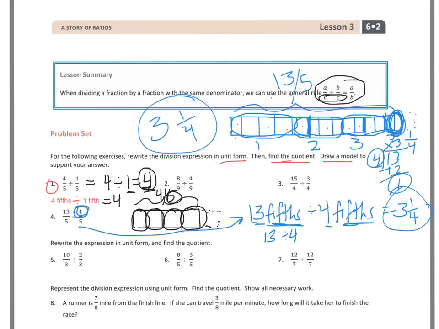So really, this number that we're dividing by, here it's 4, for number 1 it was 1. That's what our denominator is, because that's the group that we're pulling out. We're trying to pull out groups of 4, so that's why it's my denominator.